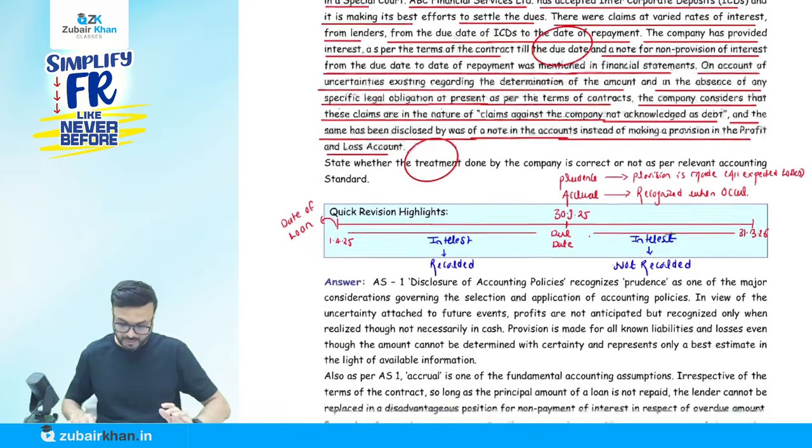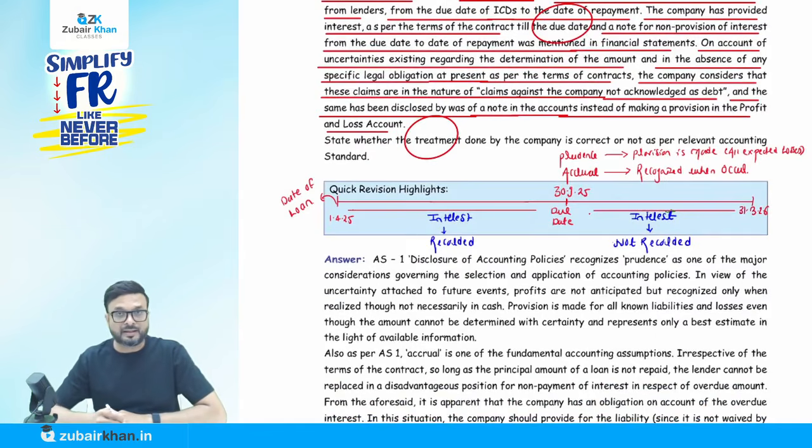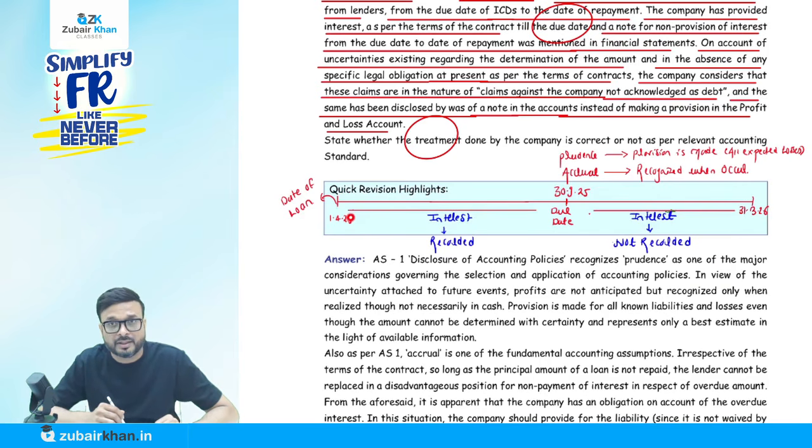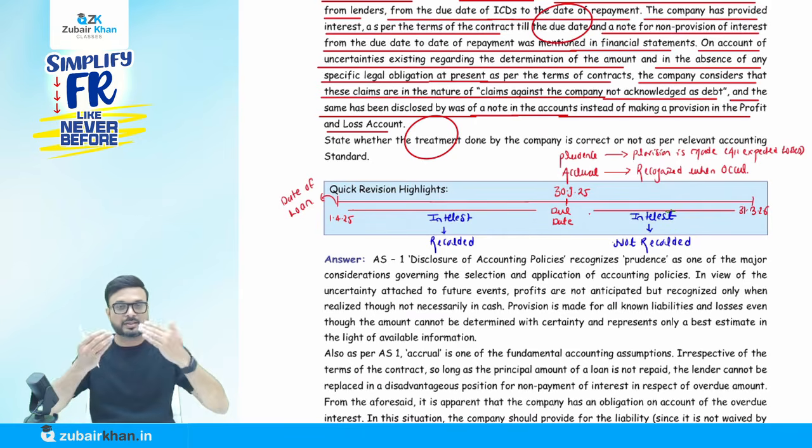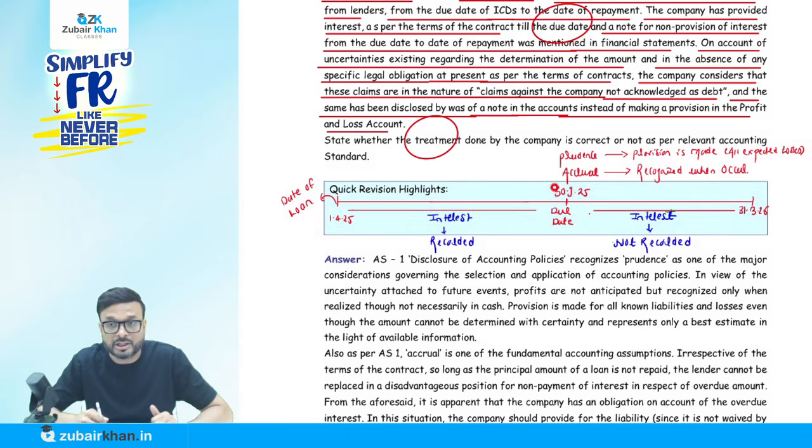To understand the question, for example, they took a loan on 1st of April 25. This is the date of loan. The due date is not mentioned in the question, so to make it simple, I am hypothetically considering some dates here. Now on 30th of September is the due date. So they have to pay the interest along with the principal.